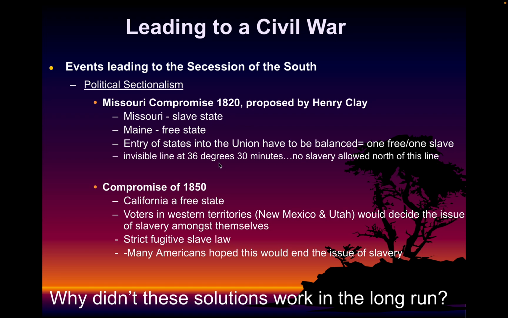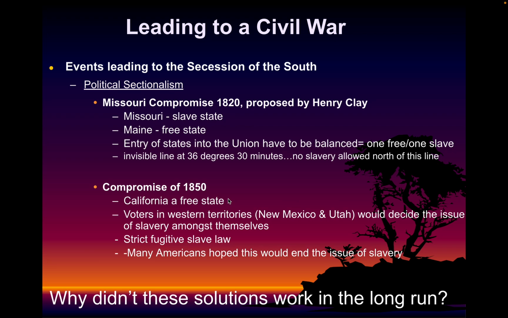There's also an invisible line at 36 degrees, 30 minutes, basically saying no slavery allowed north of this line. Think of that line that we talked about in the Underground Railroad movie, where you have the Ohio River being that section: north of there is freedom, south of there is slavery. That's kind of where that line was. Now, for 30 years, from 1820 to 1850, this really worked.